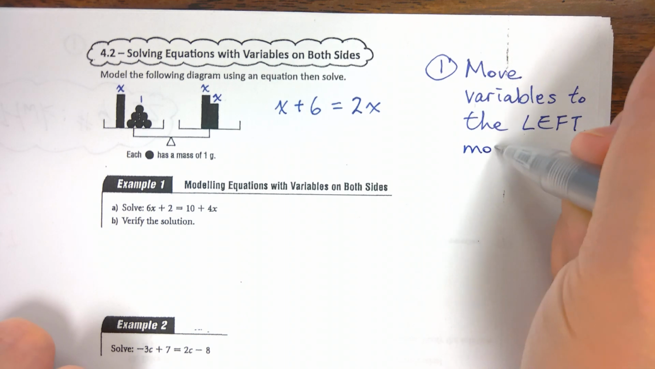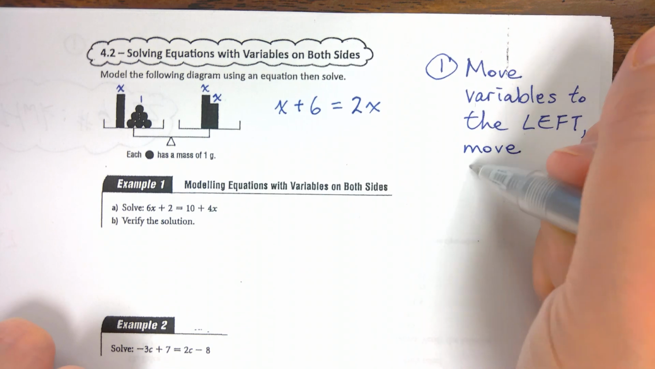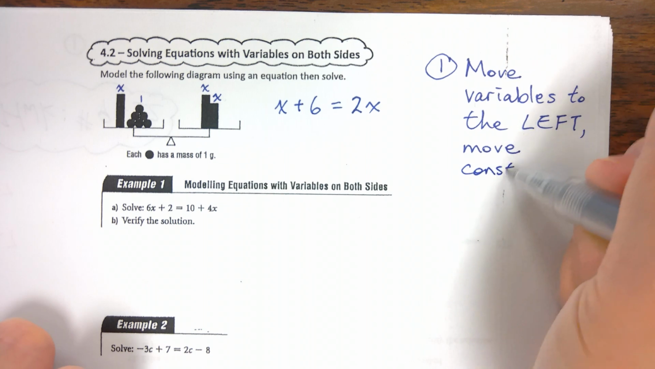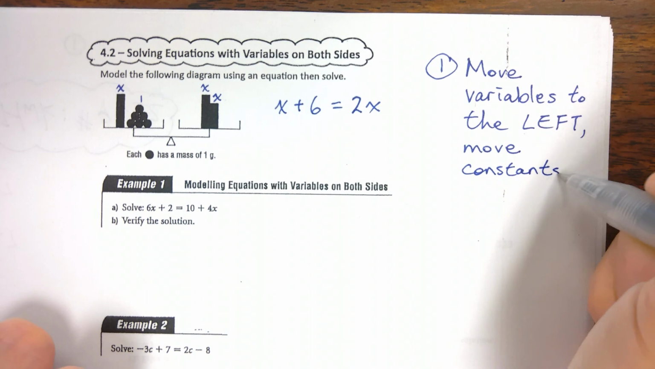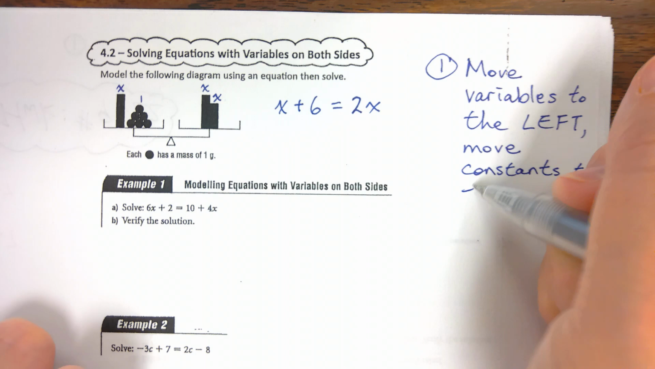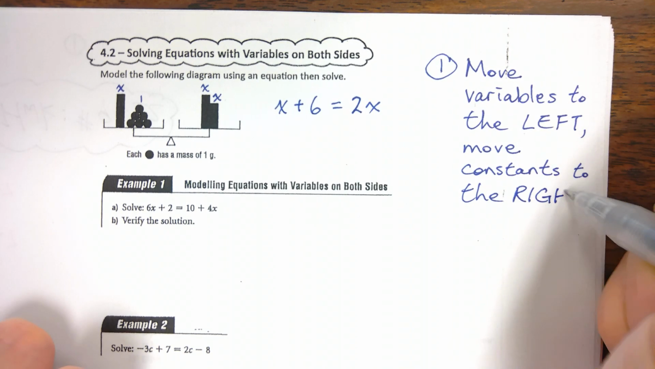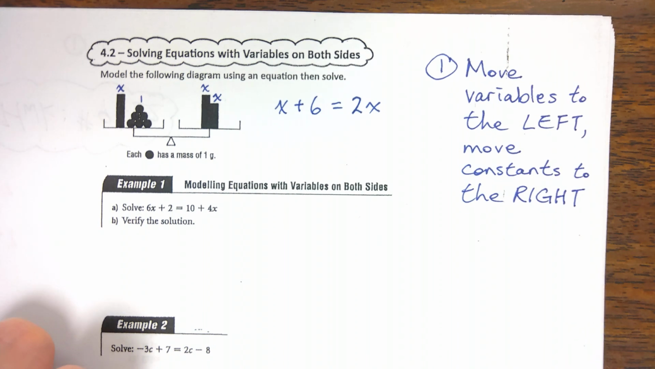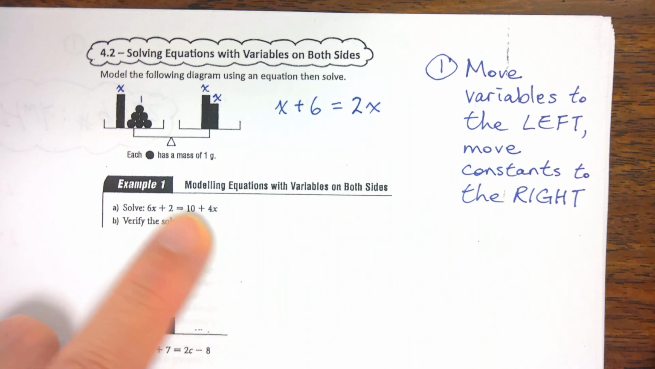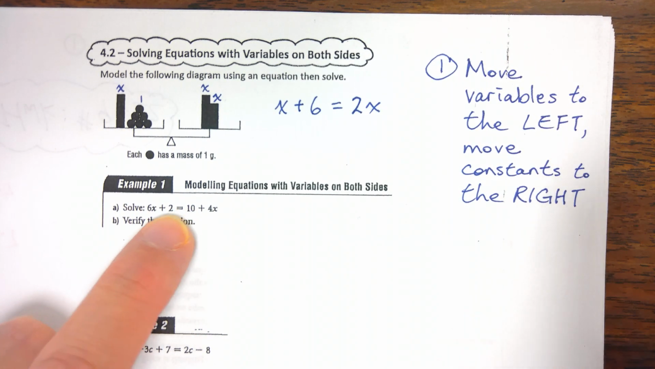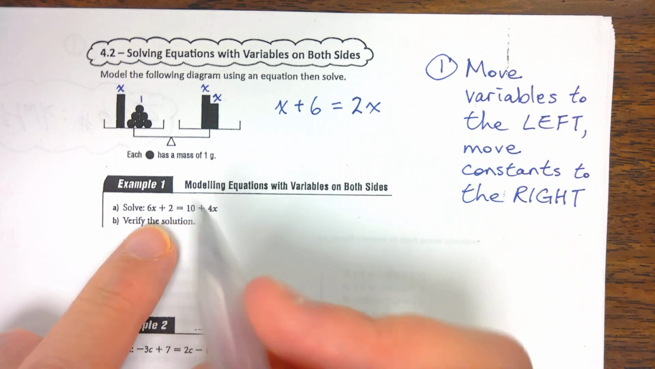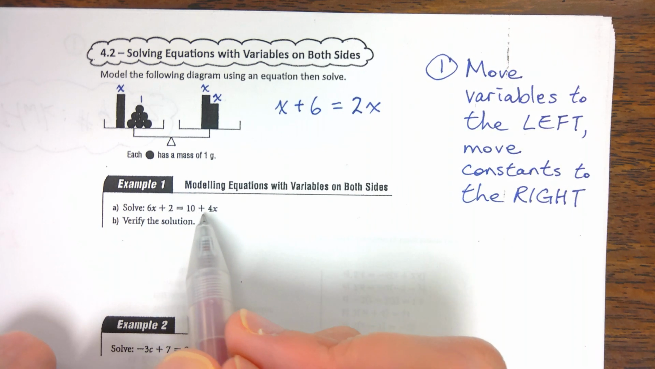Move constants to the right. Alright, so in this case, when I say left or right, I'm talking about the equal sign. So 6x plus 2 equals 10 plus 4x.